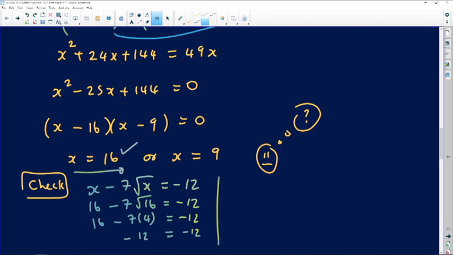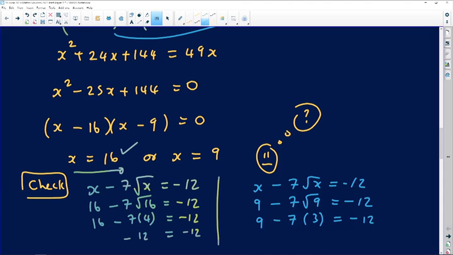Now let's check if 9 is also going to work. The equation is x minus 7 root x equals negative 12. I'm going to substitute 9. Is 9 minus 7 times the square root of 9 equal to negative 12 or not? The square root of 9 happens to be 3. And if you check on the left-hand side, 9 minus 7 times 3 does in fact give you the answer negative 12. So yes, negative 12 is equal to negative 12. So it turns out that both these answers are valid.